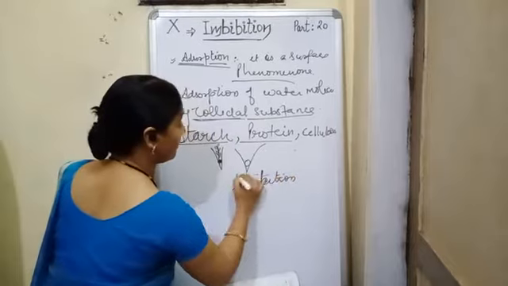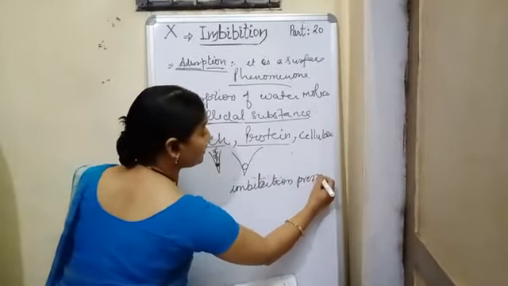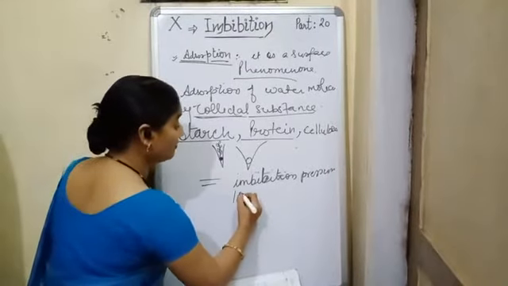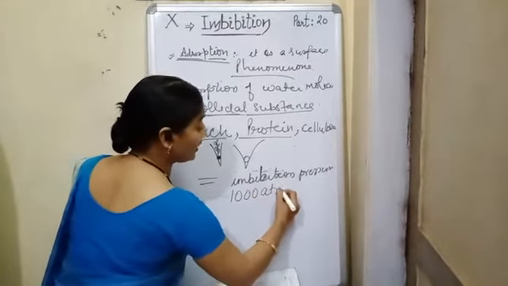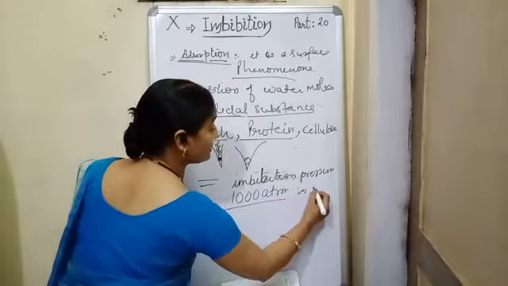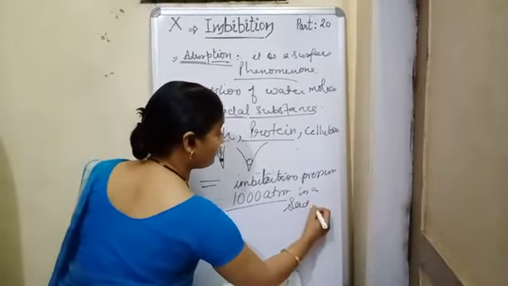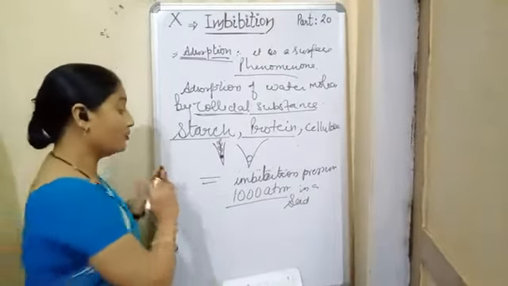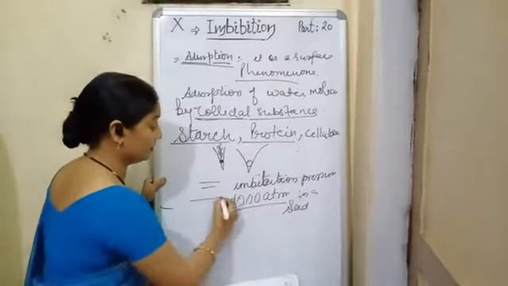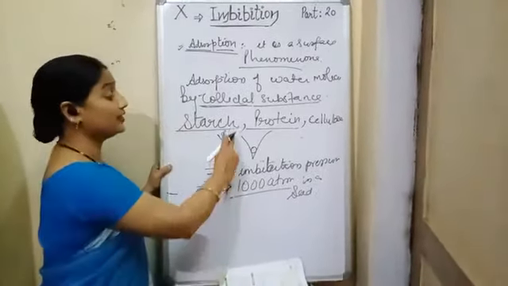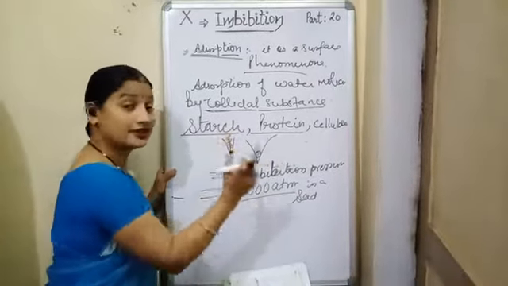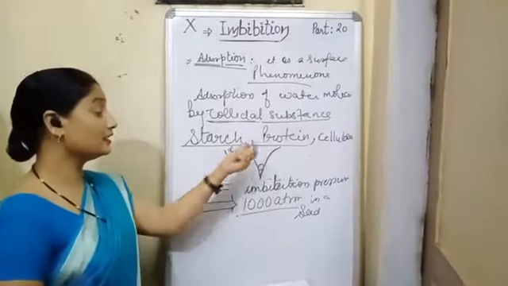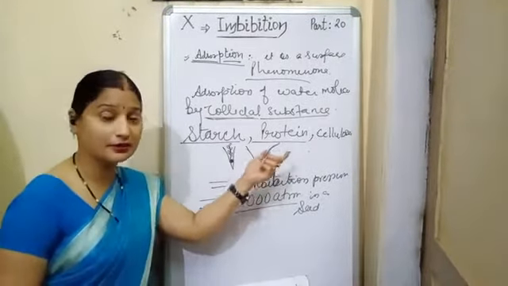And children, you must be surprised to know that this imbibition pressure is near about 1000 atmospheric pressure in a seed. I mean to say that a piece of a seed can generate 1000 atmospheric pressure, and because of that only it is able to make a large crack in a stone. This is the effect of the imbibition pressure.